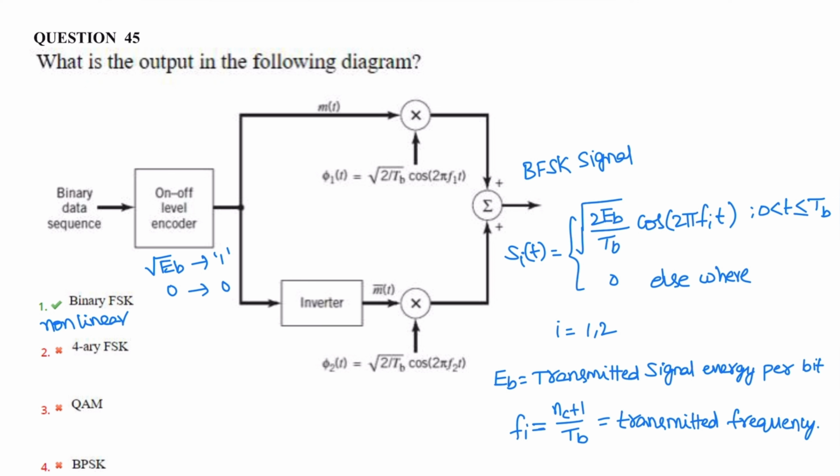There are two frequencies we are using here. i is an integer, either 1 or 2, f1 or f2. Eb is the transmitted bit energy and fi is the transmitted frequency. This is a block diagram of the BFSK modulator.